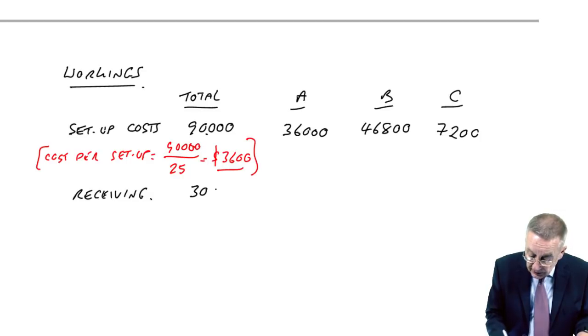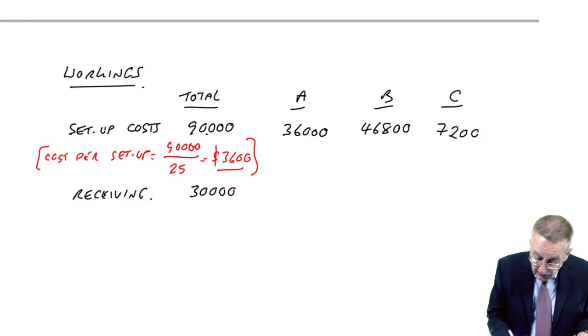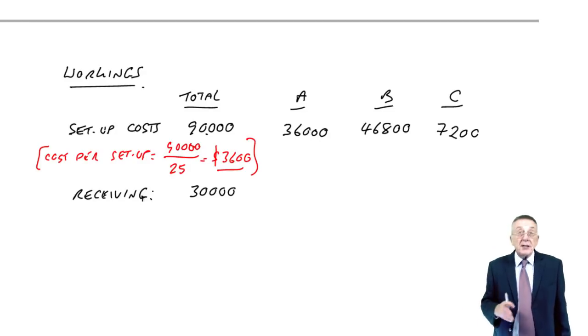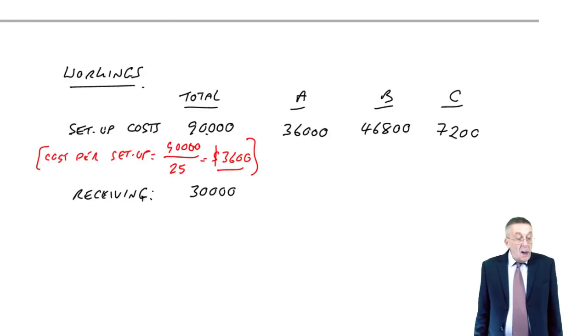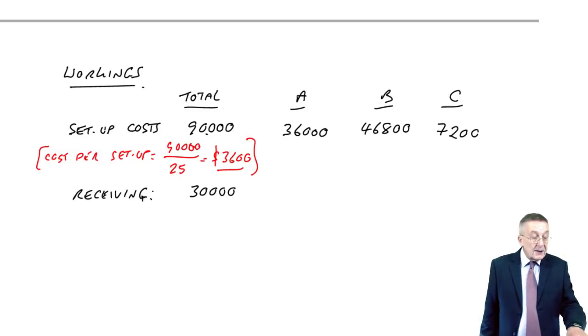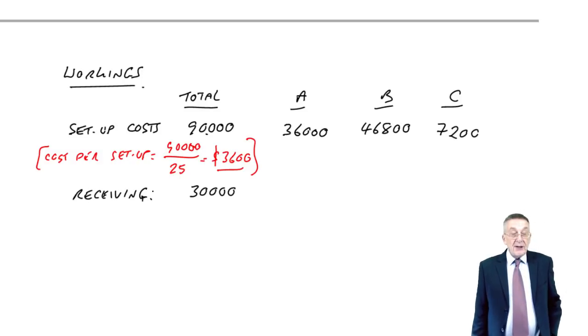In total, we're spending 30,000. But again, I want to charge that 30 to each of the three products in the fairest way. Look at the cost driver data. It tells us there the number of deliveries that are received.